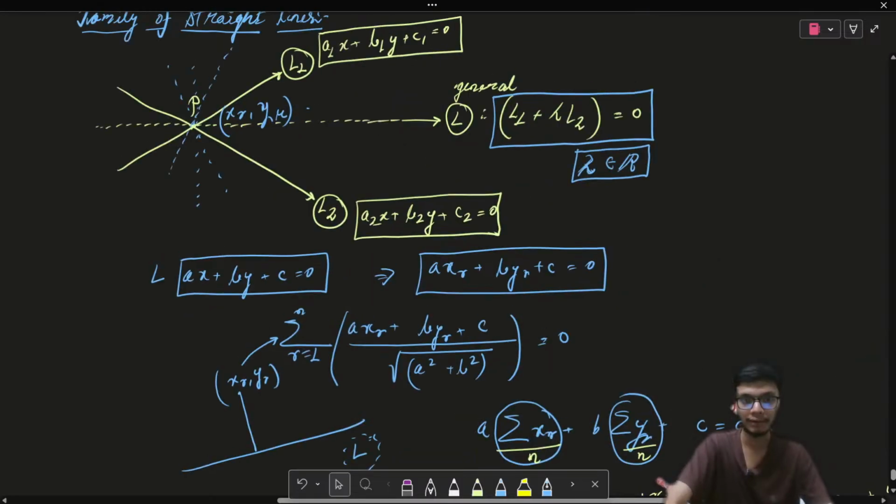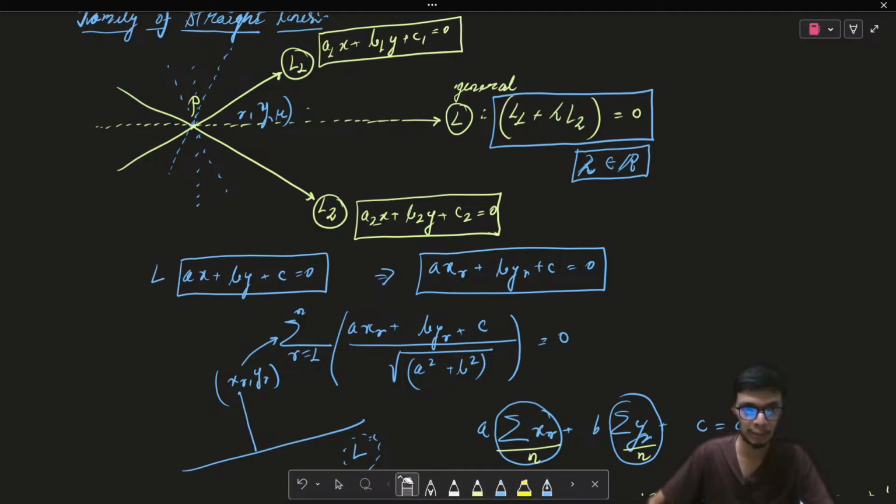So I should definitely modify this. It should not be xr and yr.